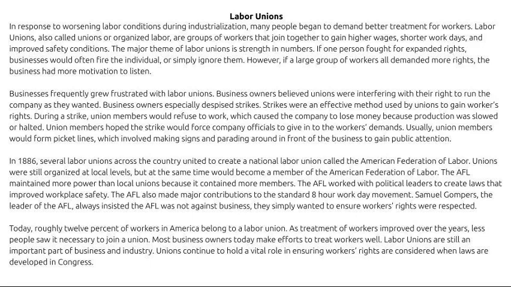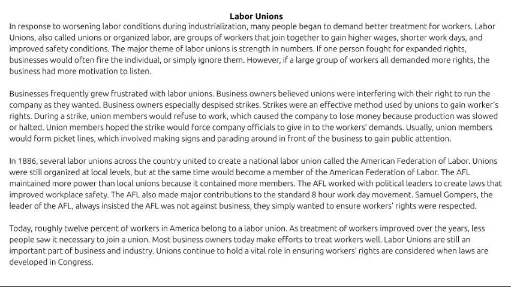Strikes were an effective method used by unions to gain workers' rights. During a strike, union members would refuse to work, which caused the company to lose money because production was slowed or halted. Union members hoped the strike would force company officials to give in to the workers' demands. Usually, union members would form picket lines, which involved making signs and parading around in front of a business to gain public attention.